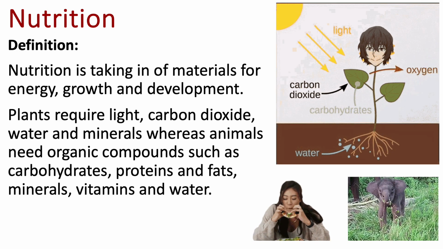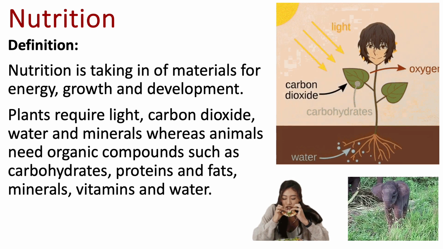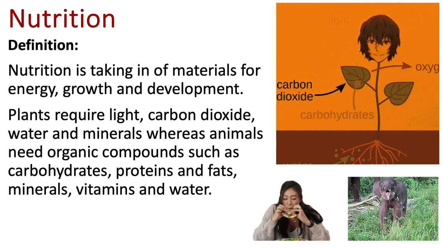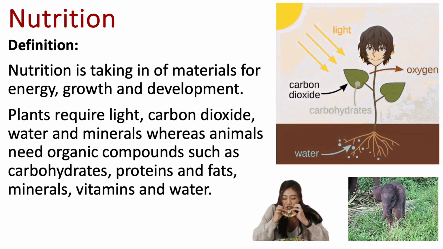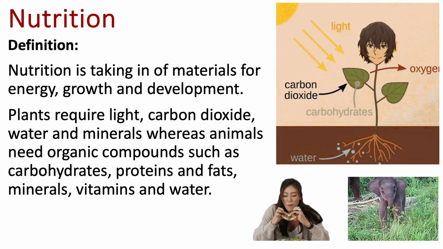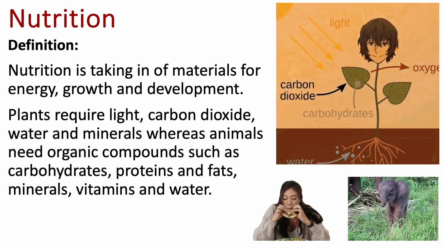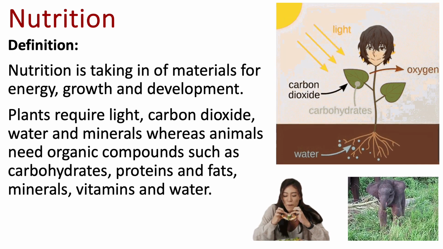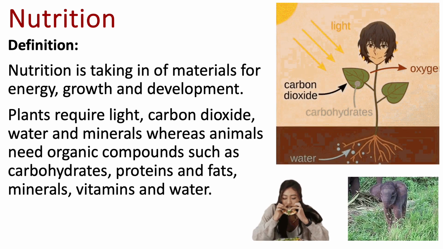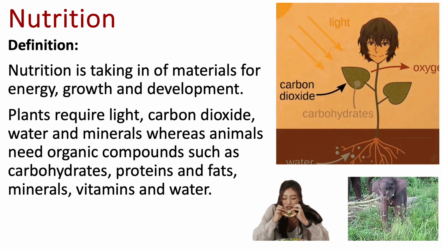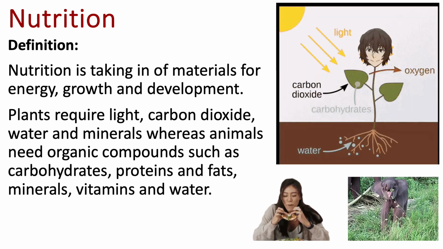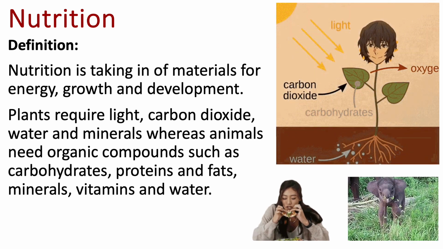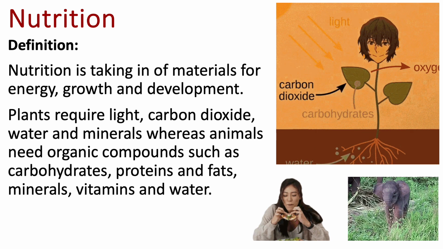All living things require energy to survive and carry on various other life processes. This energy is derived from the nutrients that they get from food. Plants and certain bacteria can make their own food using water and carbon dioxide via a chemical reaction called photosynthesis. Whereas animals depend for their food on external sources, either by eating plants or other animals. So nutrition is the taking in of materials for energy, growth, and development.